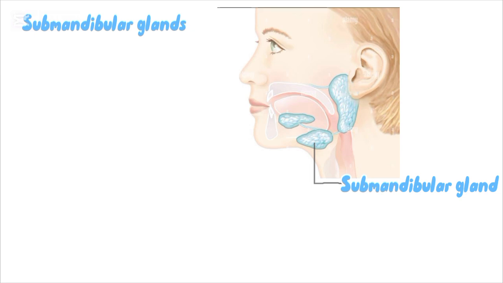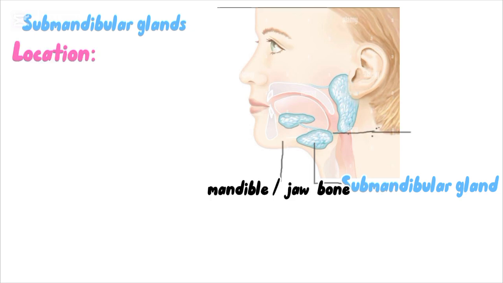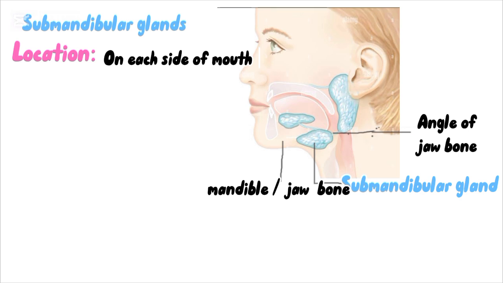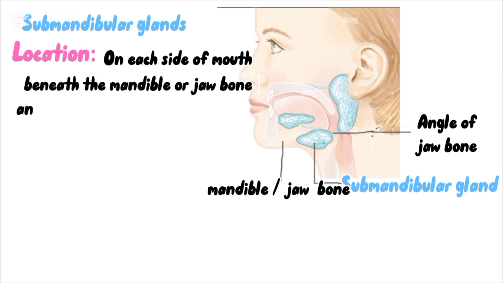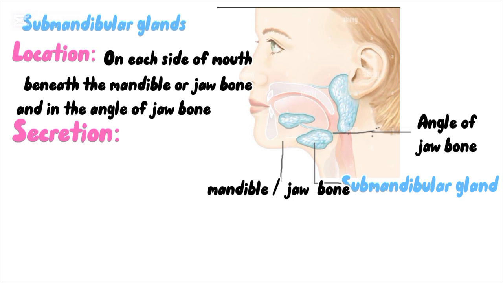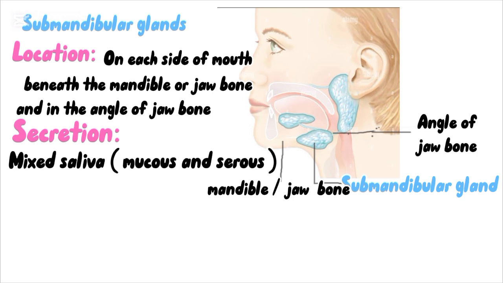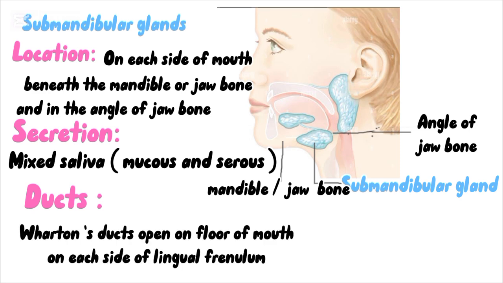Submandibular glands. These glands are situated on each side of the mouth beneath the mandible and in the angle of the jawbone, and they secrete serous and mucus containing mixed type of saliva into their ducts. Their ducts are Wharton's ducts that open onto the floor of the mouth on each side of the lingual frenulum.